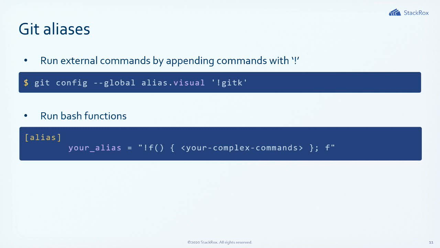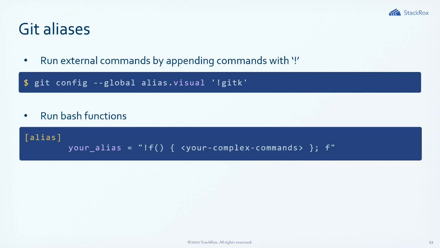Git aliases not only allow you to run Git-related commands, but you can use the exclamation mark and include other commands, or you can also go further and create anonymous bash functions and run them. In the second example, run bash functions, you're creating a function called f, and if there are any scripts you want to run, you can add your script's name here, and then you call it, and when you use it with an alias, Git automatically runs this script for you.